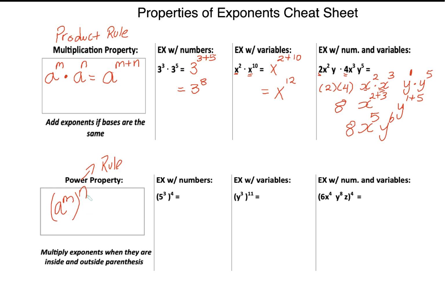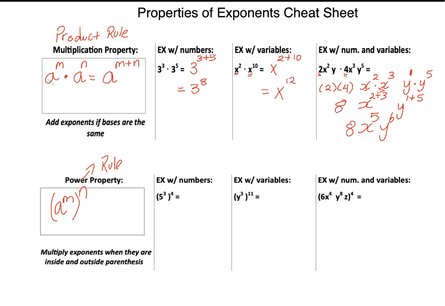Notice that with the power rule, you will always have an exponent outside the parentheses, outside. And you always have 2 exponents. That's how I know the power rule. When I see 2 exponents and the 2 exponents are together with the same base.